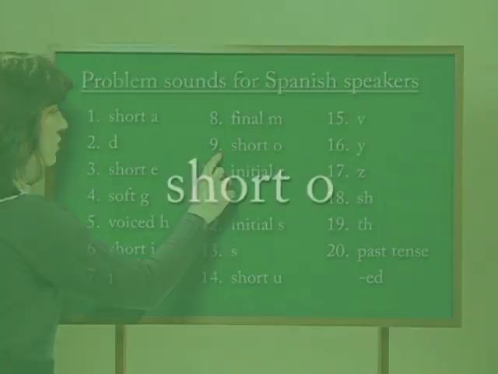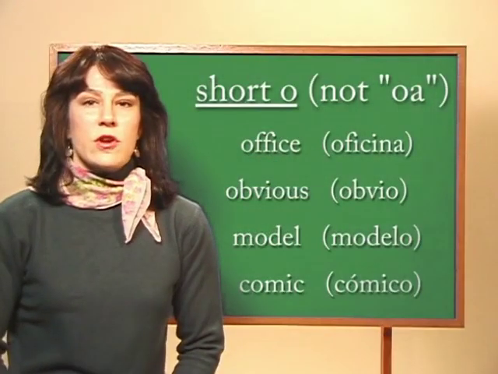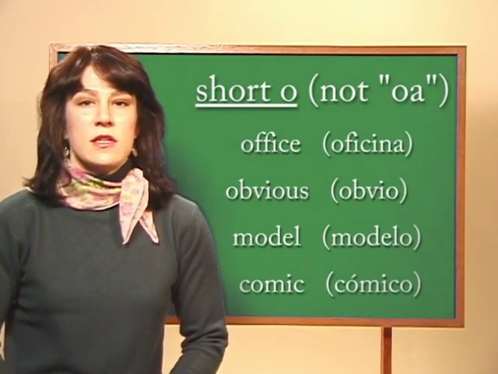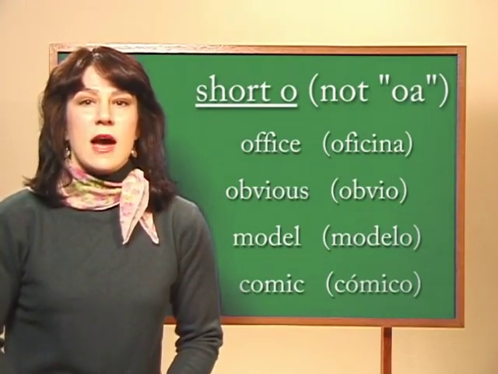The short O sound. The short O sound is made by opening the mouth wide. The teeth are apart with some of the top and bottom front teeth shown. The tongue is in the middle of the mouth. Short O words are office, obvious, model, and comic.